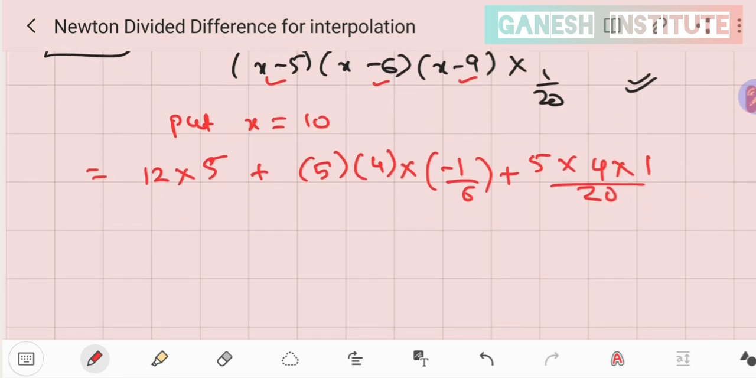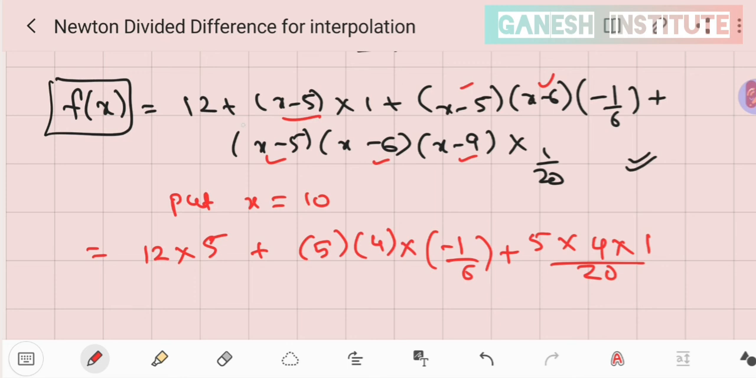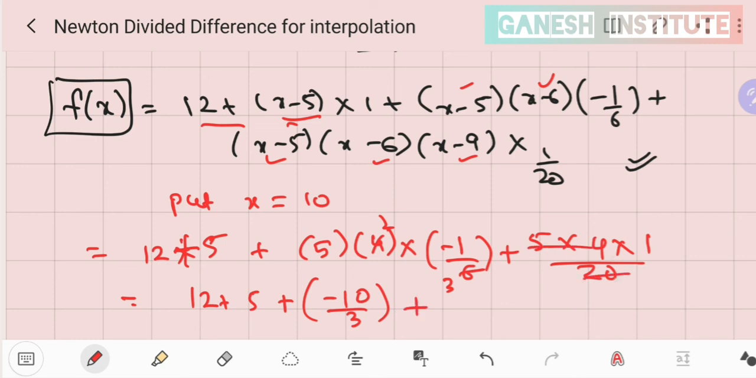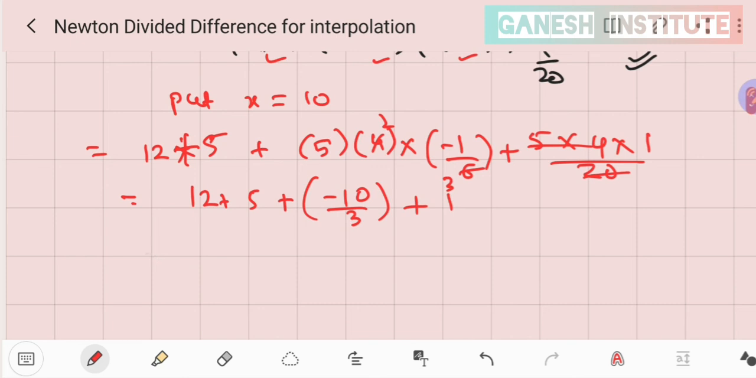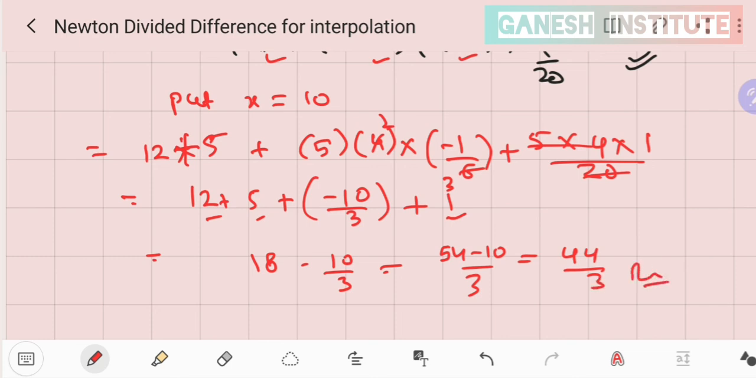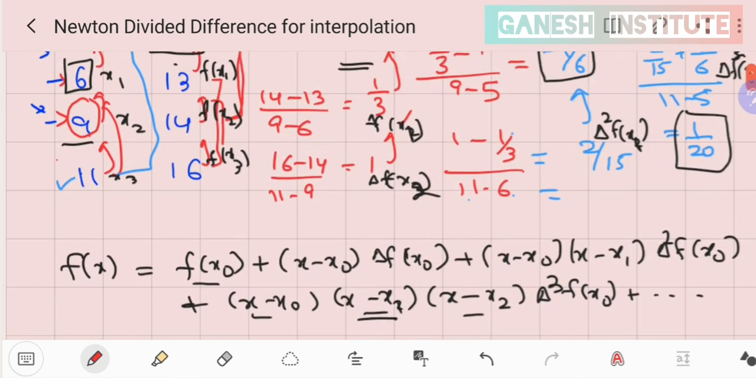So this has become like this. This 12 plus, this is plus sign, right? So this is 12 plus 5. 2 4s are 8, 2 6s are 12... so minus 10 by 3. Plus 5 times 4 is 20, 20 will be cancelled with 20. So you have got 12 plus 5, 17 plus 1, 18 minus 10 by 3. So if you take LCM, 18 3s are 54 minus 10, 44 by 3. This is your answer. You can take it to decimal form.